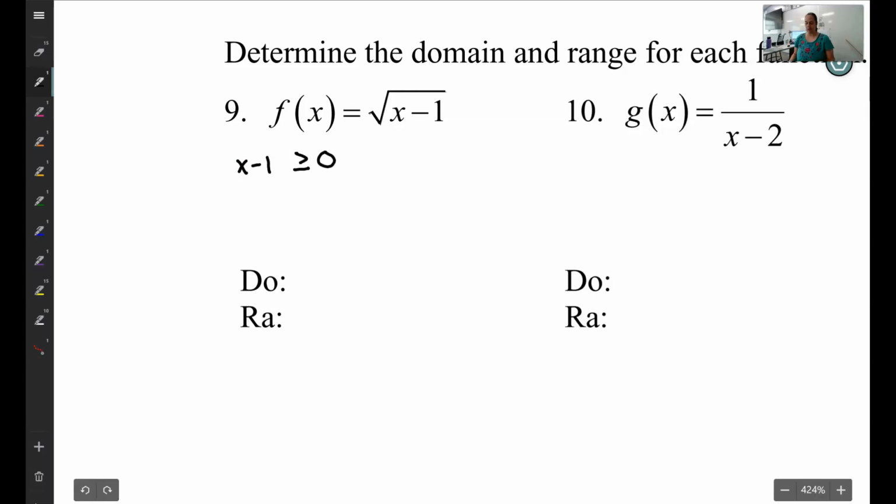Actually, I don't even need that root. I just want to find where x minus 1 is greater than or equal to 0. Because if the inside of that root is greater than or equal to 0, you're set. Your answers are positive. You're good. So solve this, add 1. So my domain is going to be where x is greater than or equal to 1.